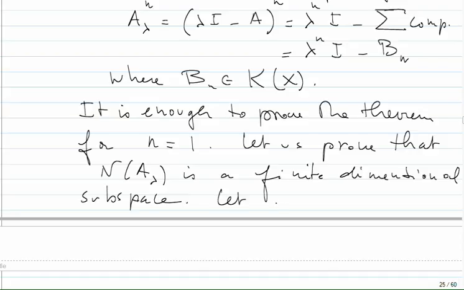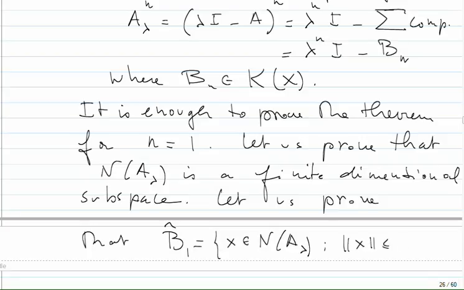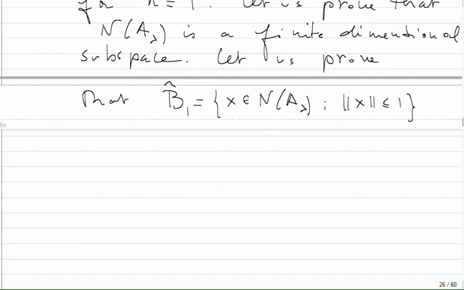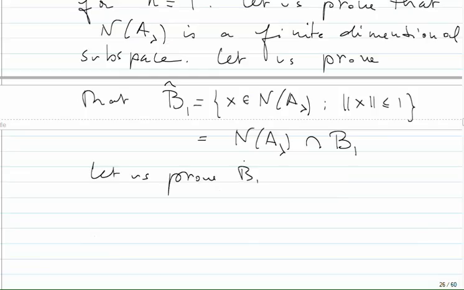So let us prove that the set B1 hat, the hat is just to separate between the unit ball of this subspace and the unit ball of the big space X. Okay, that's why I put the hat. So this is {x in N(A_lambda) such that norm of x is less or equal than 1}. So this is exactly N(A_lambda) intersect the unit ball of the entire space X. Okay? So let us prove that B1 hat is compact. If I prove that B1 hat is compact, then the subspace will be a finite dimensional space.